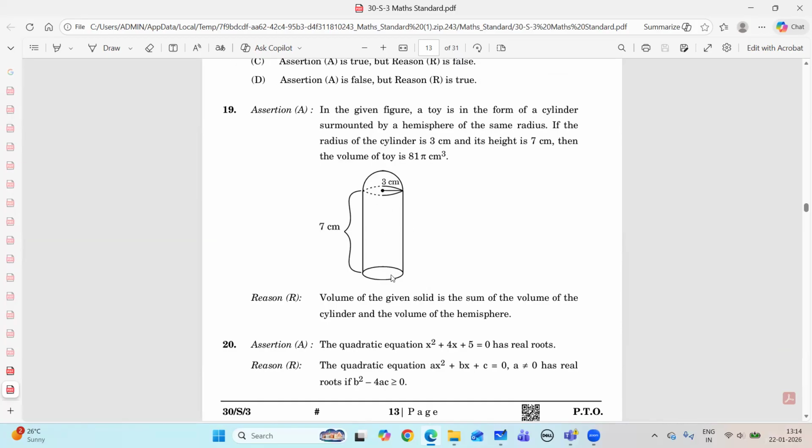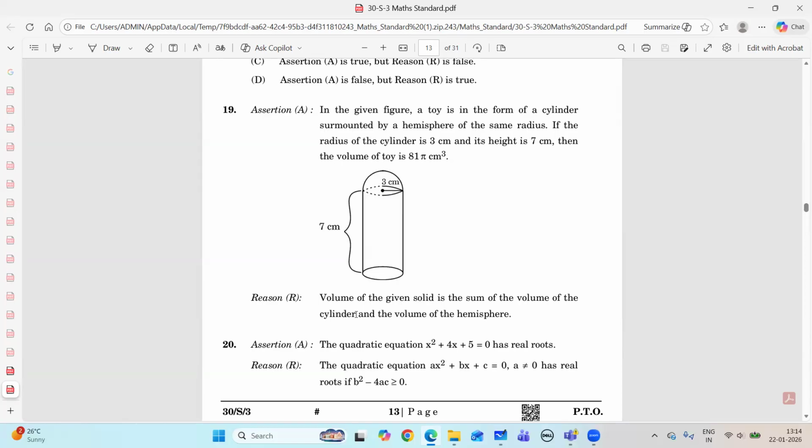Here we are given a cylinder of height 7 centimeters and radius 3 centimeters. On the top of this cylinder, there is a hemisphere. For the hemisphere, the base is a circle, and for the cylinder, the top is a circle. Both are identical. Therefore, for the hemisphere, the radius becomes 3 centimeters. We are asked the volume of the toy, so it is the volume of the cylinder plus the volume of the hemisphere.